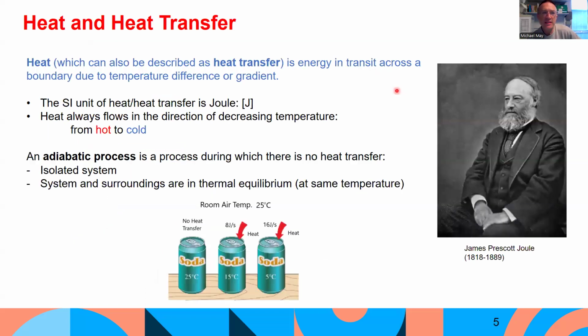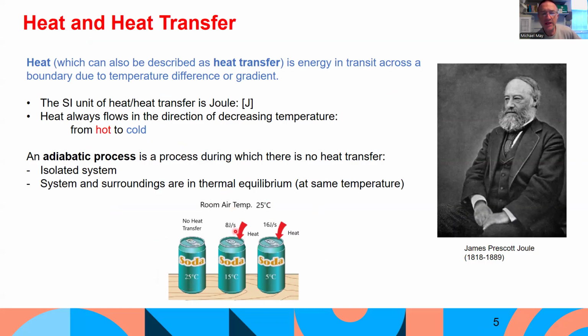So heat, or heat transfer as it can be described, is energy in transit across a boundary due to a temperature difference or gradient. A simple analogy there would be a soda can. The working fluid is the soda, and the can itself represents the thermodynamic system and sets the boundary. And it's a closed system.